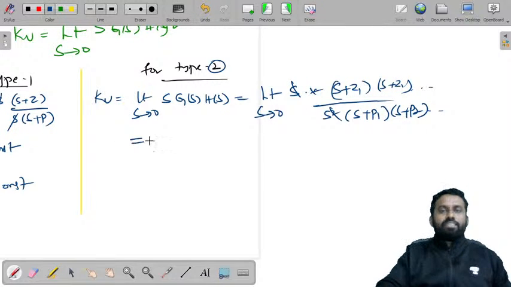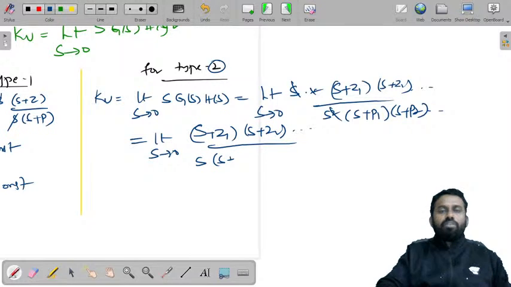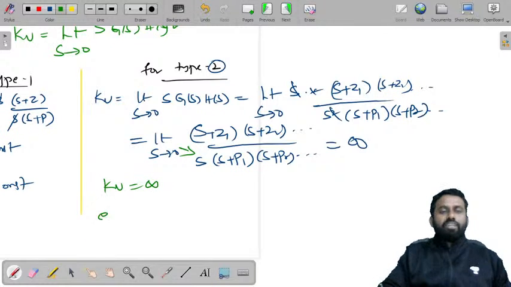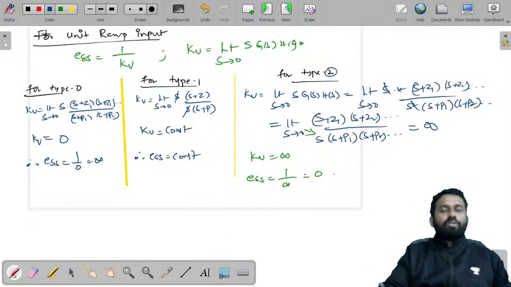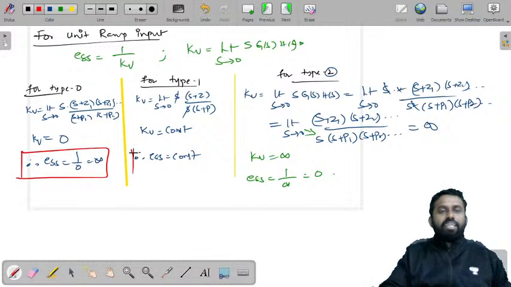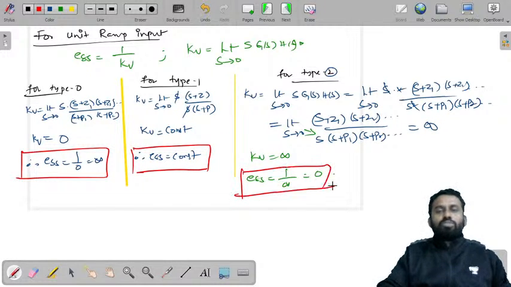We can cancel one s, so that is limit s tends to 0, (s plus z1) into (s plus z2) and so on, by s into (s plus p1) and (s plus p2) and so on. This will give you infinity because in the denominator you have 0. So Kv is equal to infinity. ESS is equal to 1 by infinity, that is 0. This is how you calculate for ramp input. For ramp input, ESS for type 0 is infinity, type 1 is constant, type 2 is 0.